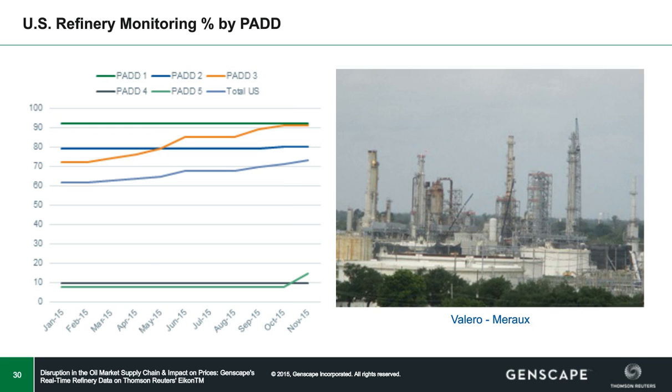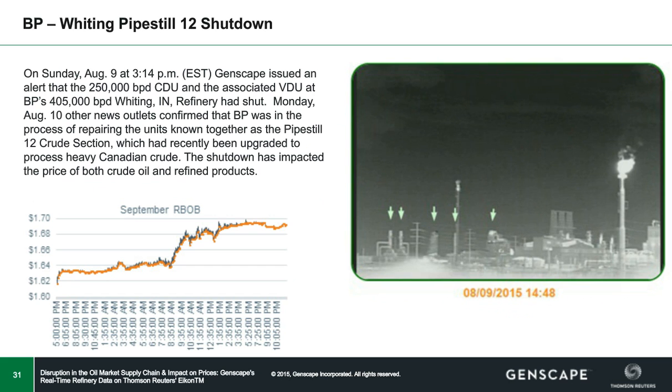So if you look overall, we now cover well over 70% of the refining operations with real-time coverage, all delivered on Reuters Eikon platform. An example of how that can impact the market and how it can be very significant is if we go back and look at what took place at the Whiting Refinery back on August 9th. That was on a Sunday, and the new Pipe Steel 12 shut down during that Sunday. Pipe Steel 12, of course, is the new very large CDU, VDU coker train that was put together in the last big turnaround at Whiting.